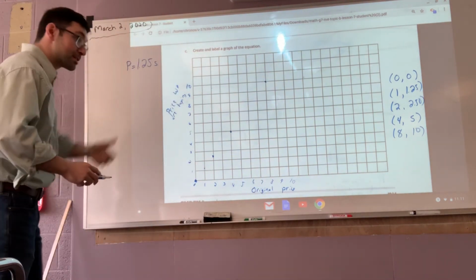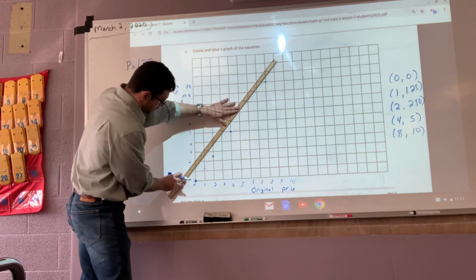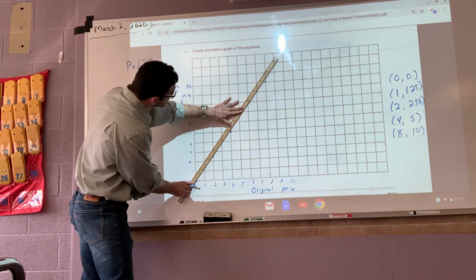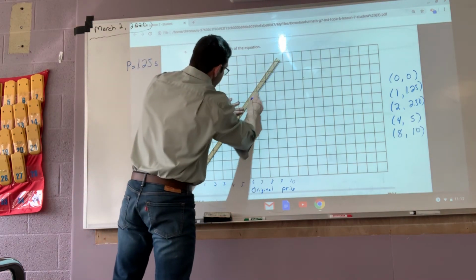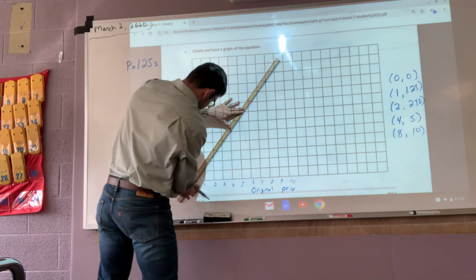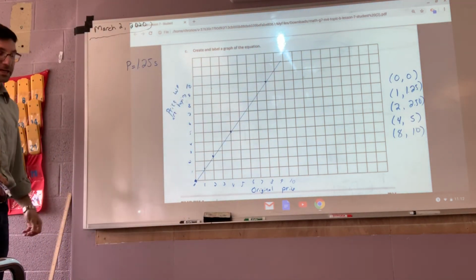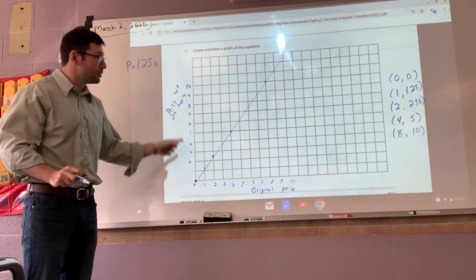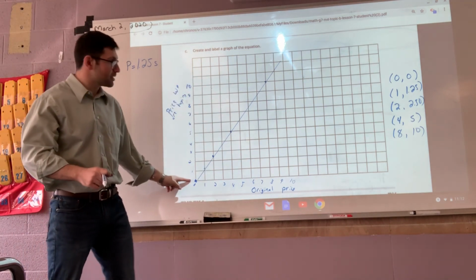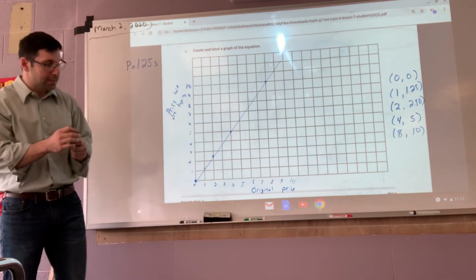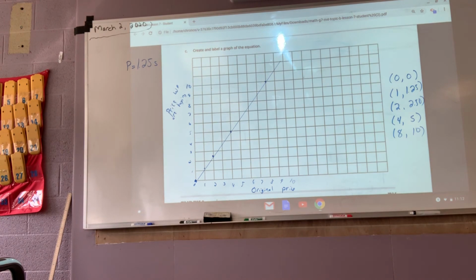Now, if we really want to be specific, I can get this wonderful meter stick. You could have a ruler. So I'm looking for 2 things now. I know all of those numbers are right because I've already substituted in. It's starting at 0. And it's a straight line. We call that linear. Those are the 2 things that make it a proportional relationship.